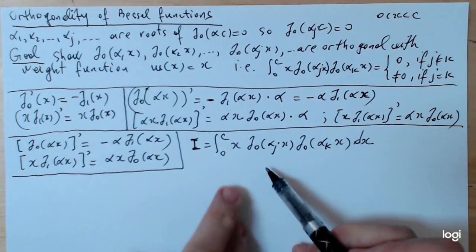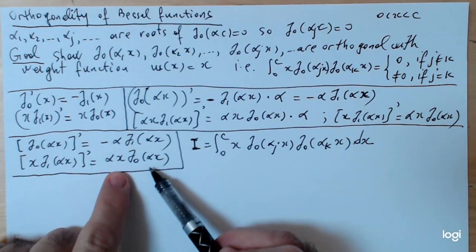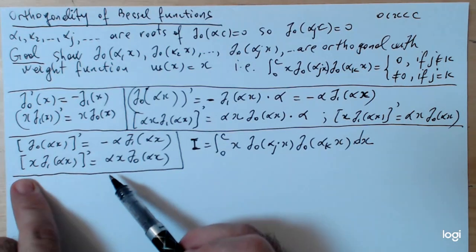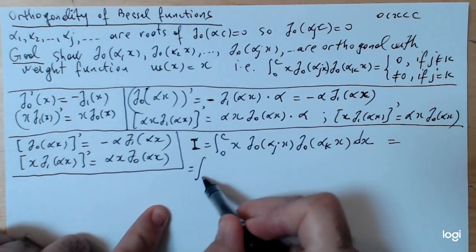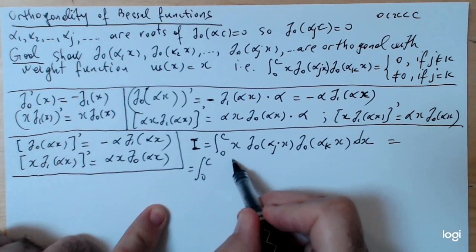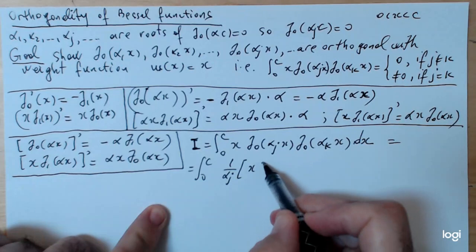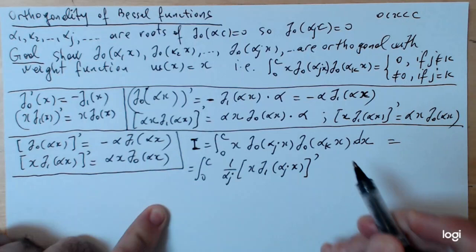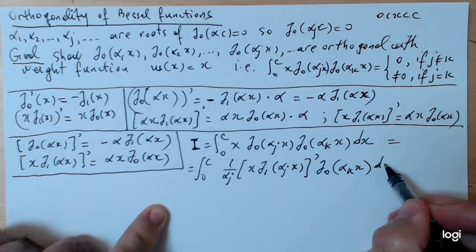Okay, so look carefully here at x J0 of alpha_j x. I'm going to use this property over here, the second one, to write it in terms of a derivative. If I move the alpha over, just replace alpha with alpha_j, then x J0 of alpha_j x is going to be 1 over alpha_j, the derivative of x J1 of alpha_j x, and J0 of alpha_k x dx.